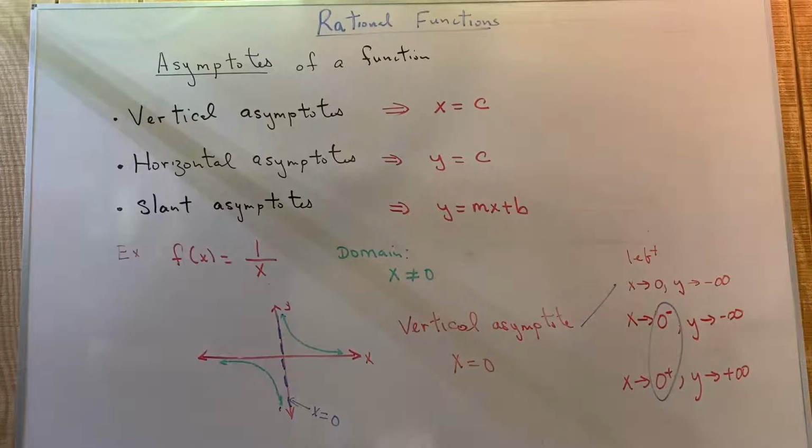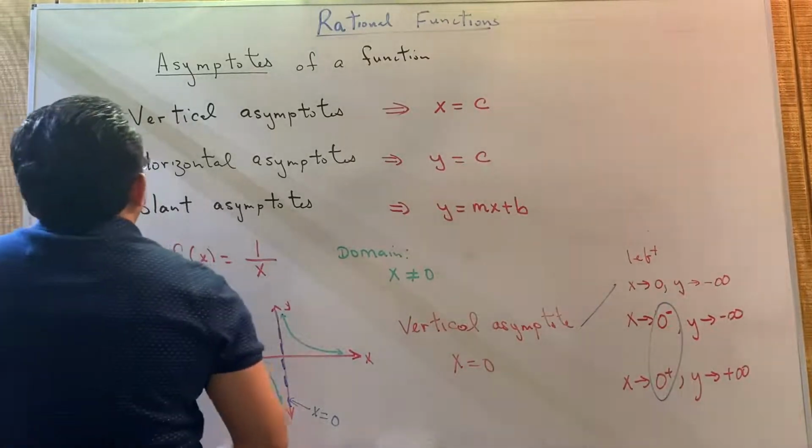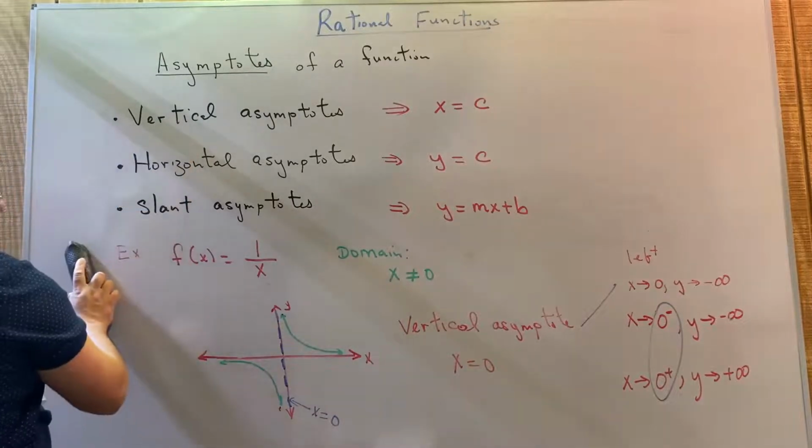So you can use that as sort of a guide, or a different way of finding asymptotes. Okay. Let's look at another example. We're focusing on vertical asymptotes for now.